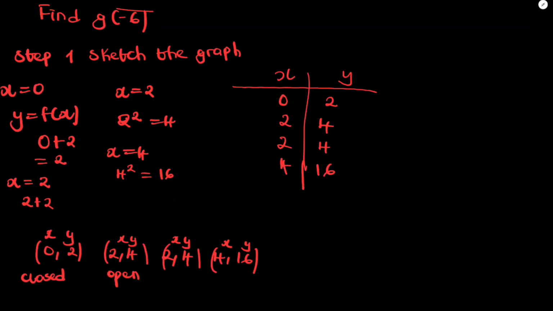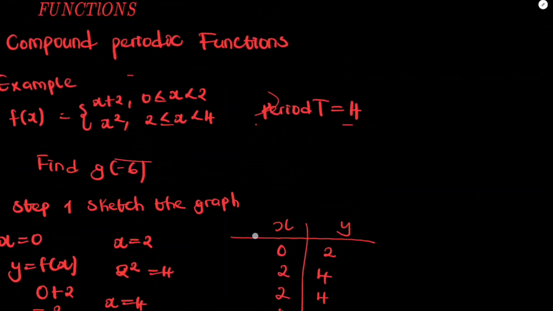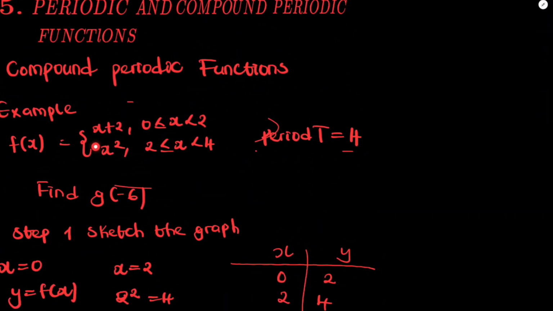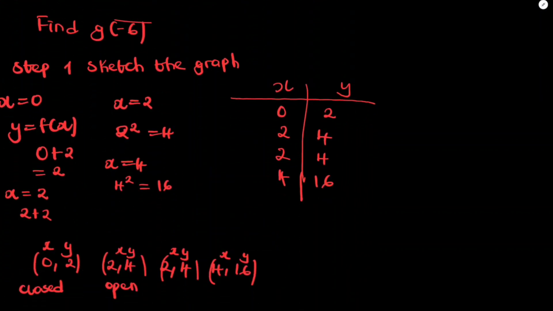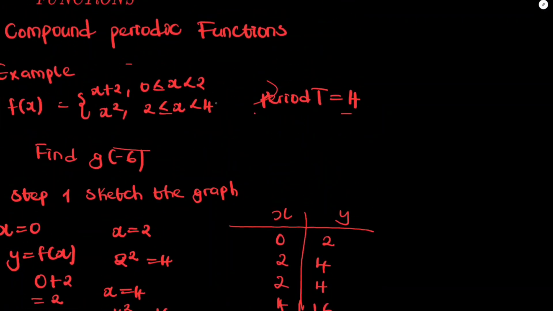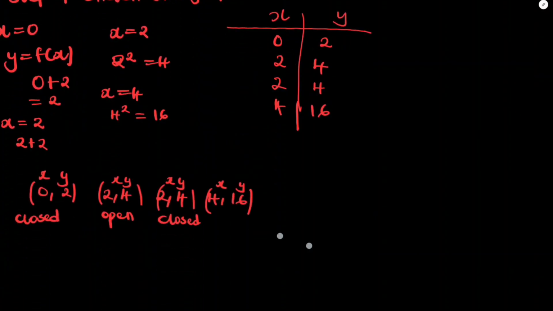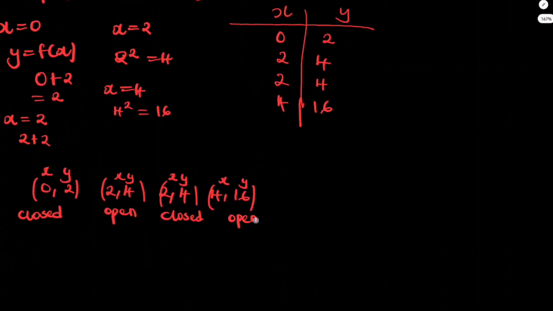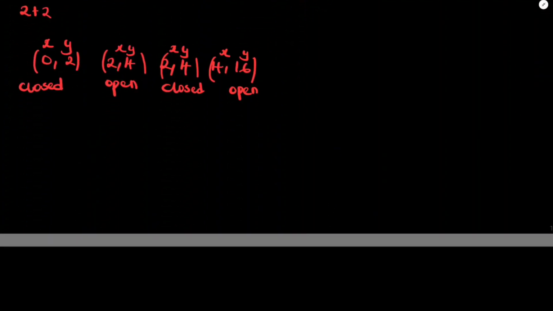Let's take the next one, (2, 4). (2, 4), we derived it from this interval, from this range. 2 is in the interval, 4 is in the interval, so this coordinate is closed. And (4, 16), 16 is not in this interval, obviously, so it is open. Okay, that is what we have.